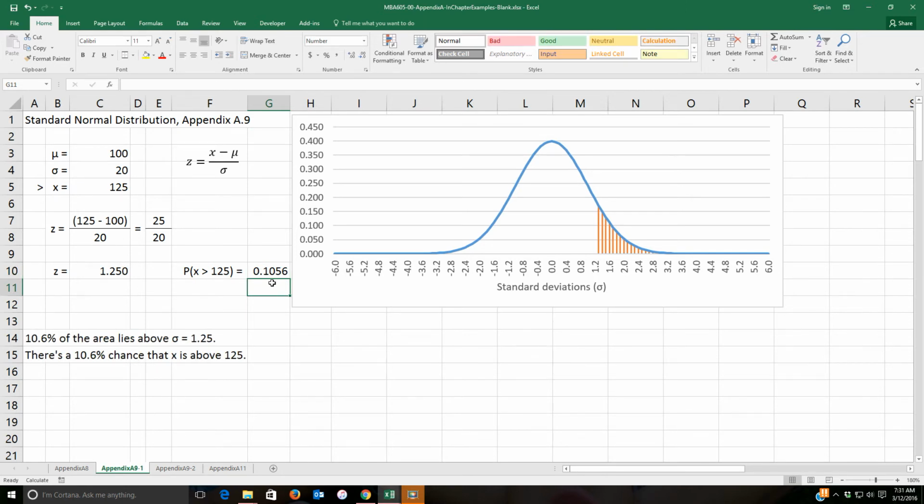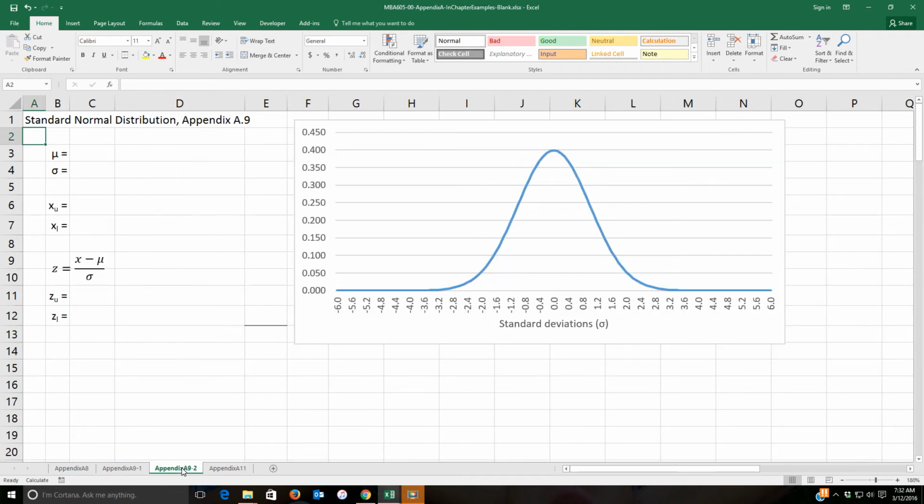That tells us that 0.1056 or 10.6% of the area lies above a standard deviation of 1.25. You can see that area under the normal curve lying now to the right of 1.25 standard deviations. That's how we solve for area below a standard deviation and an area above a standard deviation, so less than or greater than, using norm.s.dist.